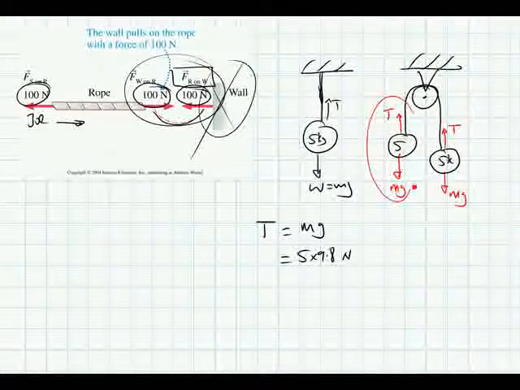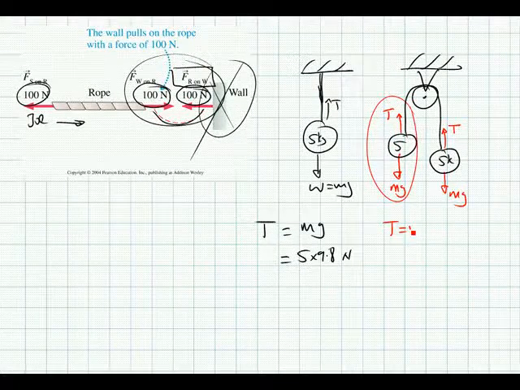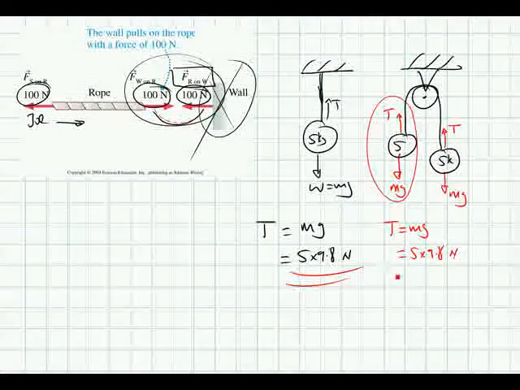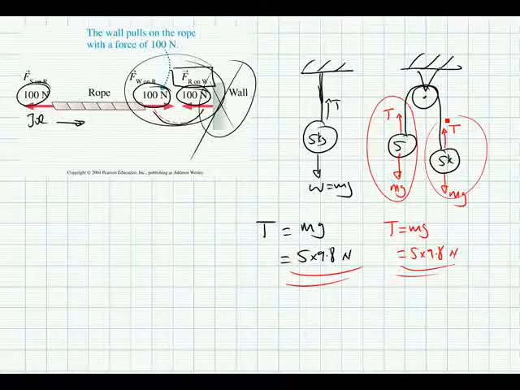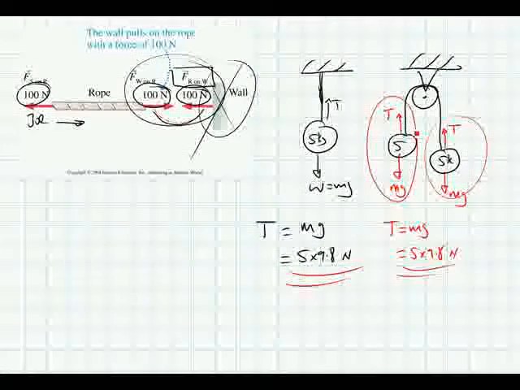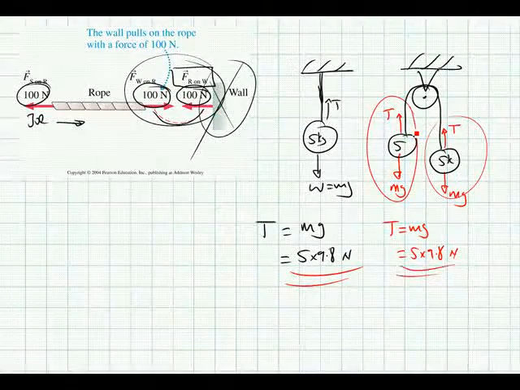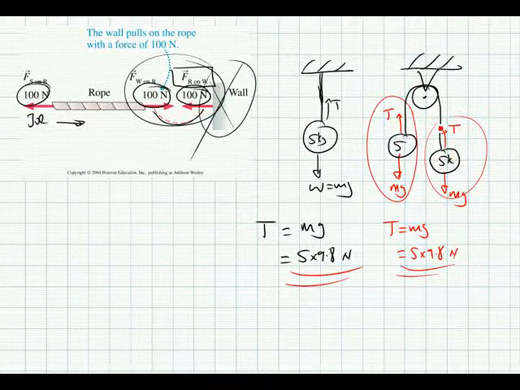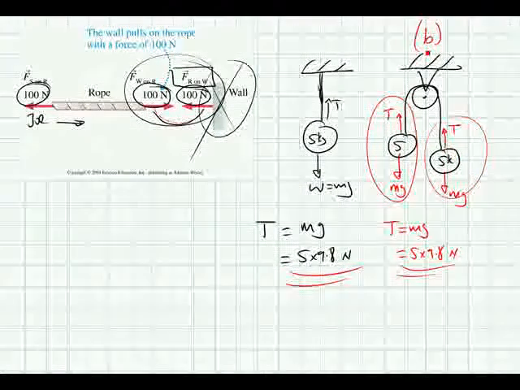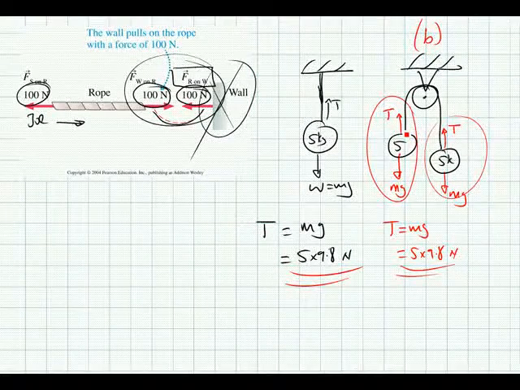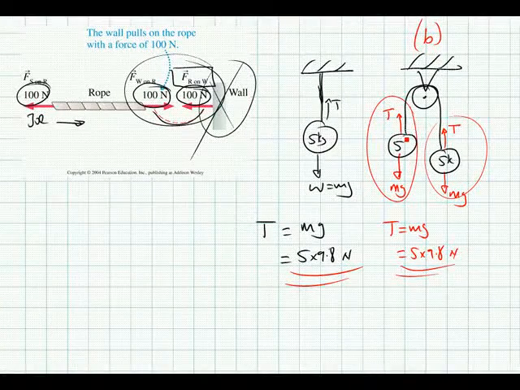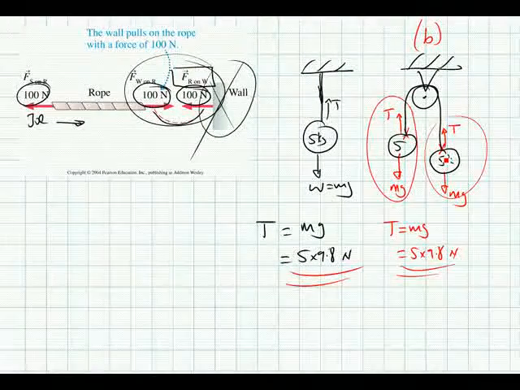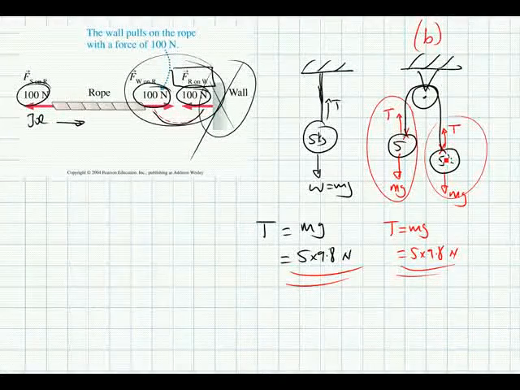If you consider the mass on the left hand side, then of course T is equal to mg, which is 5 times 9.8 newtons, just like what we had before. You could do the same analysis for the right hand side and still get T equals 5 times 9.8. So in both cases tension is equivalent, because in case B we have nearly 50 newtons pulling on the rope on the left hand side and nearly 50 newtons pulling on the right hand side.